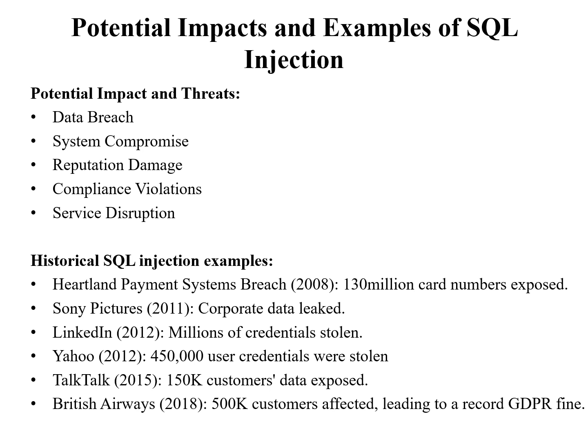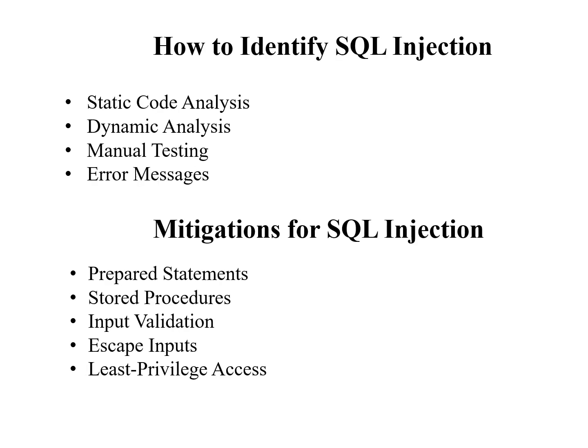A few other examples are LinkedIn, where millions of credit cards were stolen, and Yahoo in 2012, where 450K users' credentials were stolen. These attacks happened by using SQL injection attacks. How do we identify a SQL injection attack?